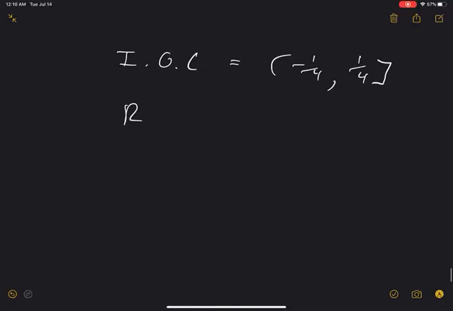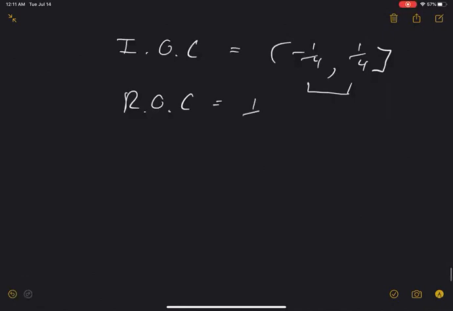What's the radius of convergence? Well, I just take this distance and divide it by 2. Let's see. This interval is 1/2 unit long. I divide by 2 and I get 1/4.